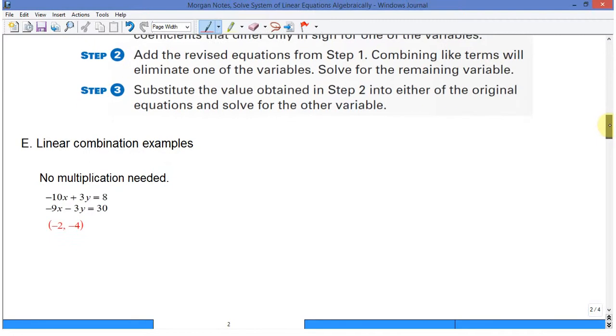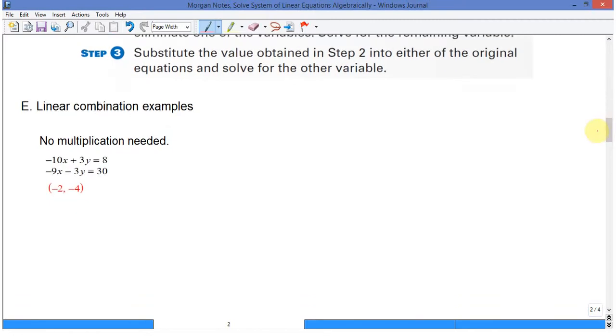Okay, so here's the first kind of problem. And when we do this, we're not going to really need to multiply anything. What we're trying to do is, if we can add or subtract these equations, get one of the coefficients to drop out. So I'm going to add these two equations together, and as you can see, I have a plus 3y and a minus 3y. What's going to happen is the y term will drop out, and then it'll allow me to find x. So this is a case where I really don't have to multiply any of the equations.